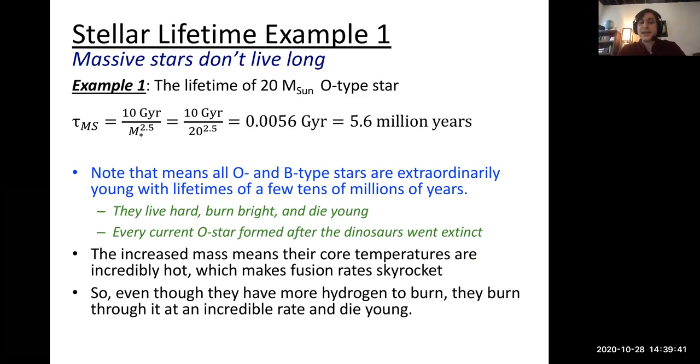So even though these more massive stars have more hydrogen to burn, the increased temperatures, which increase the fusion reaction rates to incredible rates, mean that these stars burn through their fuel very, very fast. It's like trying to take a Hummer and drive it down the interstate at 120 miles an hour. Even though it might have an enormous tank, you're gonna run out of gas super fast.